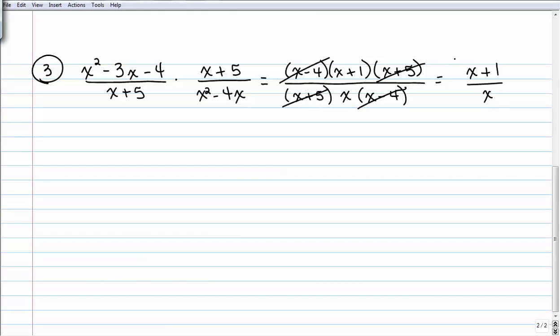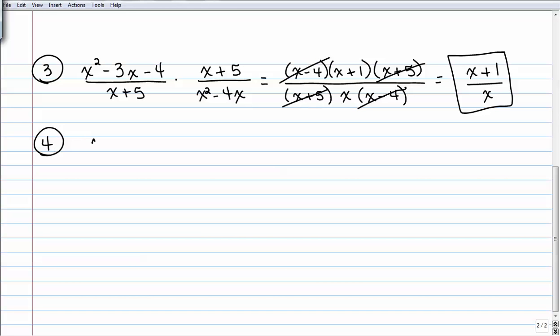Do not cancel those x's. You can't do that because the x on top is having 1 added to it. If the x on top were being multiplied by something, then you could cancel, but you can't do that with addition and subtraction. So there's my final answer.